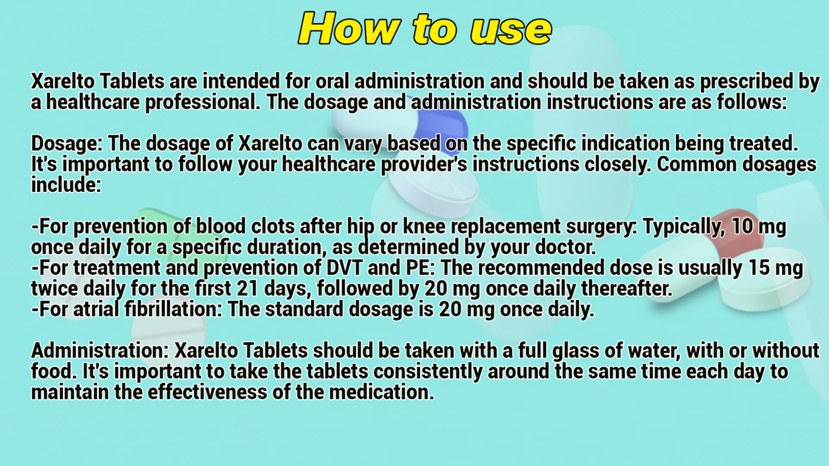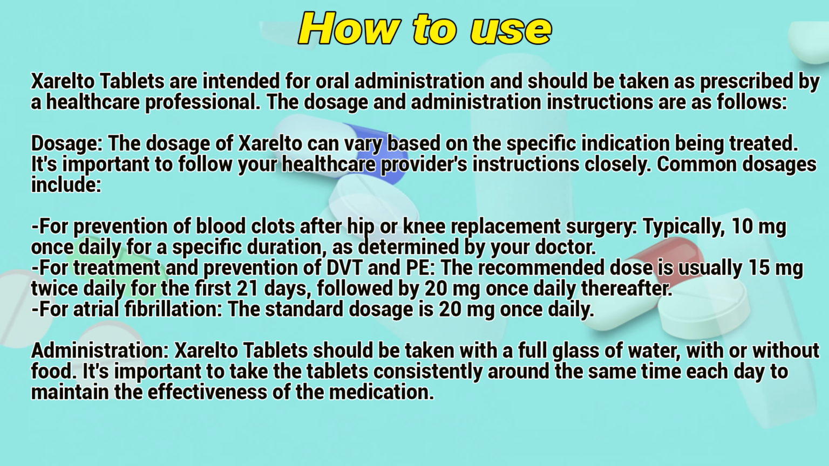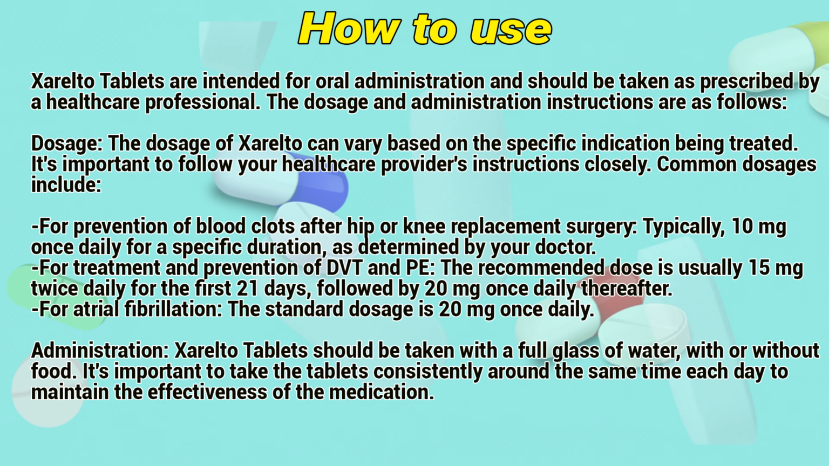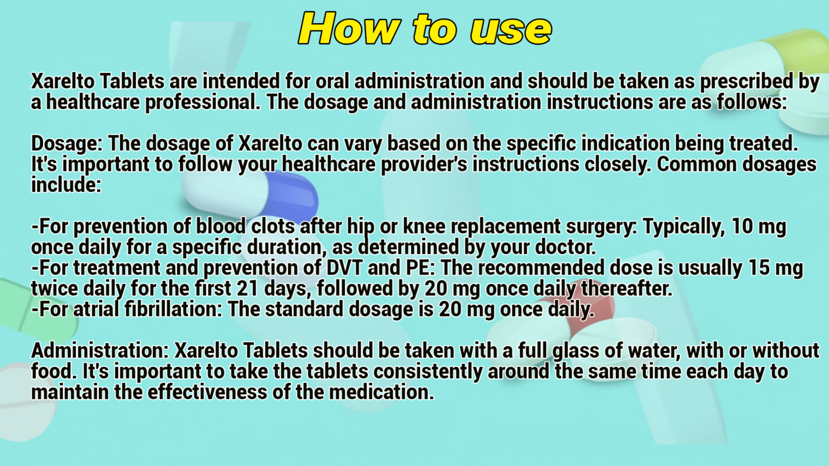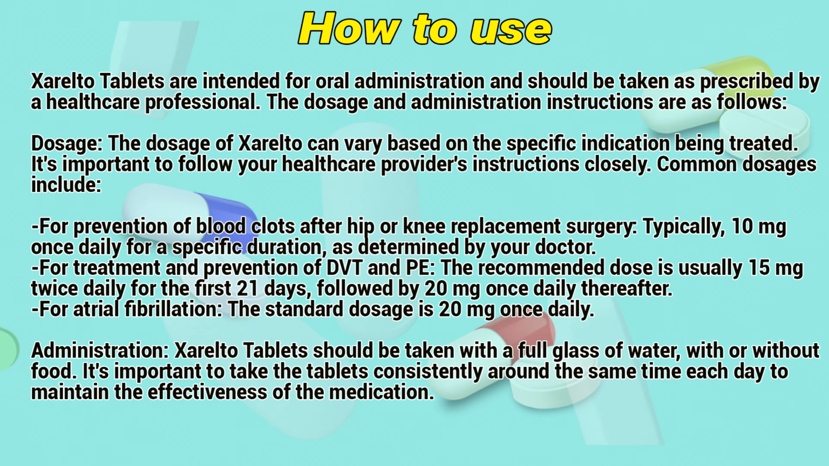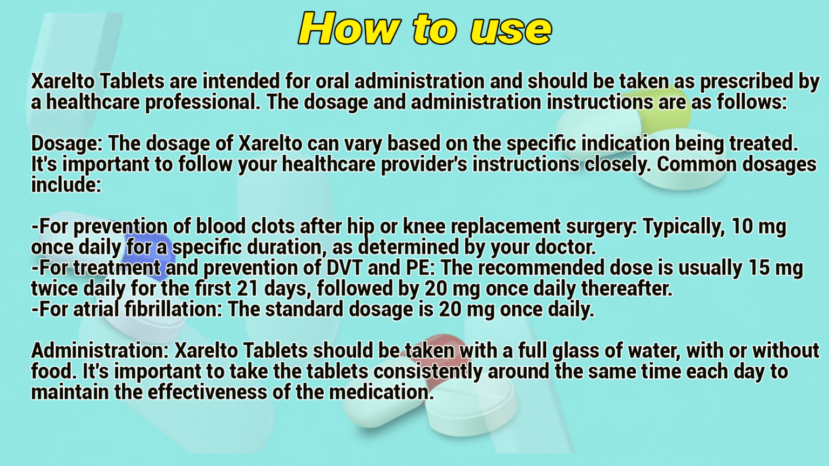Common dosages include: for prevention of blood clots after hip or knee replacement surgery, typically 10 mg once daily for a specific duration as determined by a doctor. For treatment and prevention of DVT and PE, the recommended dose is usually 15 mg twice daily for the first 21 days, followed by 20 mg once daily thereafter. For atrial fibrillation, the standard dosage is 20 mg once daily.